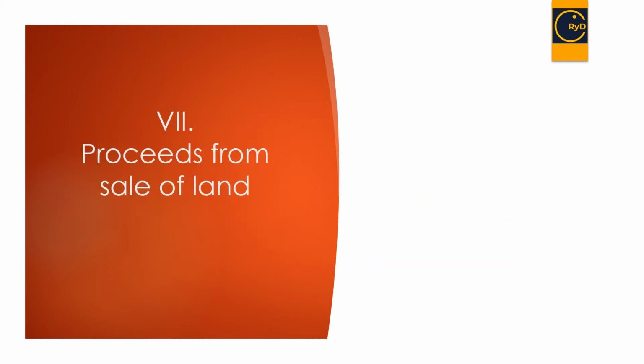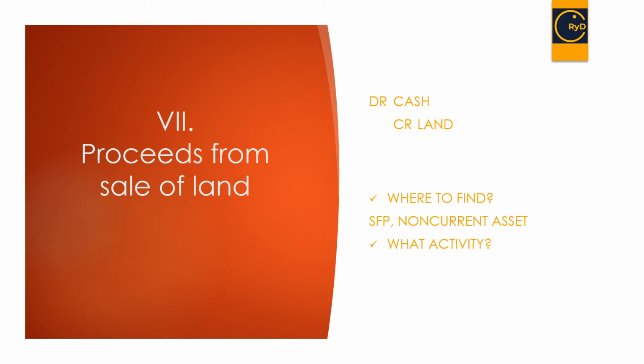Next, we have the proceeds from the sale of land. So our entry would be debit cash, credit land. Where can we find this? In our non-current asset portion of the SFP. So the activity is investing.